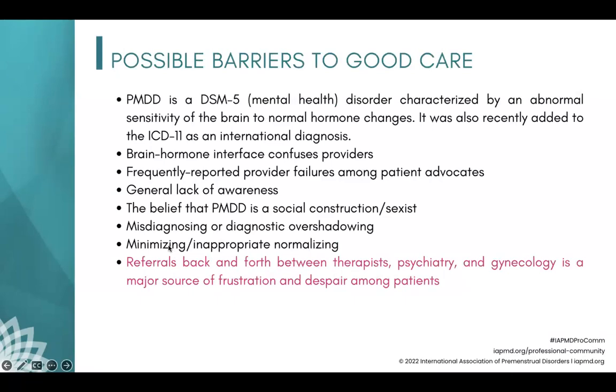Some possible barriers to good care. First, PMDD is a DSM-5 mental health disorder characterized by an abnormal sensitivity of the brain to normal hormone changes. It was also recently added to the ICD-11 as an international diagnosis. This brain-hormone interface often confuses providers in terms of which provider should even be treating it. We hear frequently reported provider failures among patient advocates. There's a general lack of awareness of this condition.